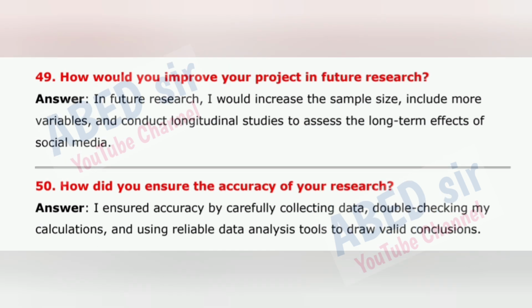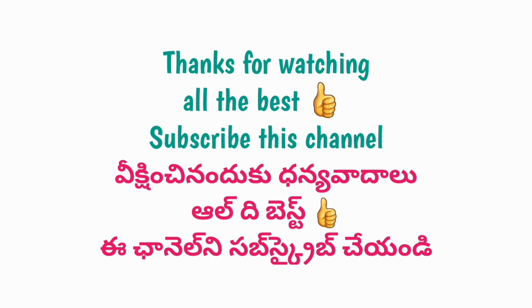Next question. 49. How would you improve your project in future research? Answer. In future research, I would increase the sample size, include more variables, and conduct longitudinal studies to assess the long-term effects of social media. Next question. 50. How did you ensure the accuracy of your research? Answer. I ensured accuracy by carefully collecting data, double-checking my calculations, and using reliable data analysis tools to draw valid conclusions. I hope you understand easily each question.